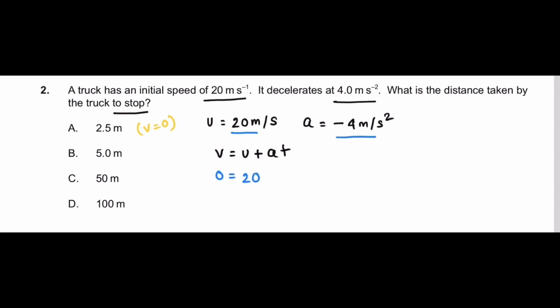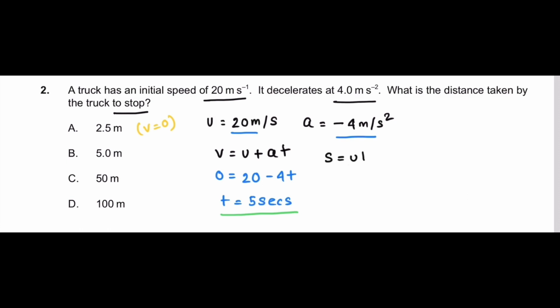What is acceleration? Minus 4 meter per second square. So minus 4 times t. So from here we find that t is equal to 5 seconds, right? So that means we found out that after 5 seconds, what will happen? After 5 seconds, the truck will stop. Now, what will be the distance traveled by the truck in 5 seconds, right?